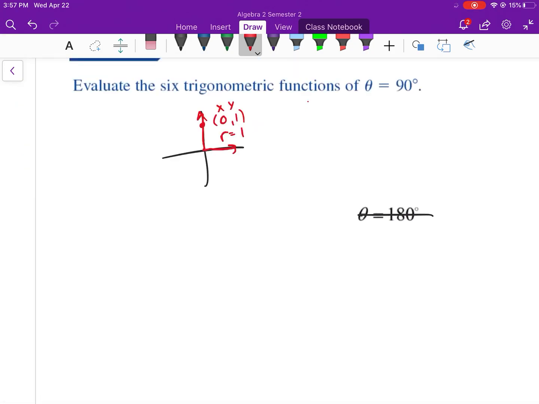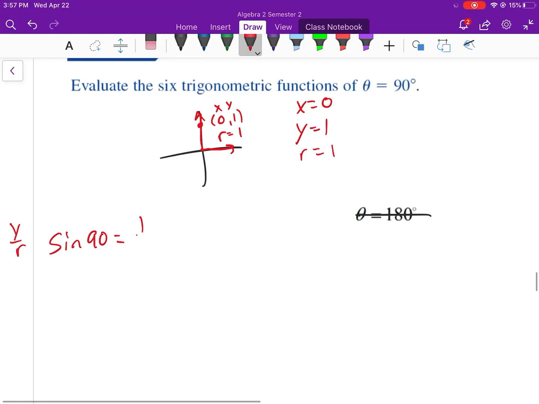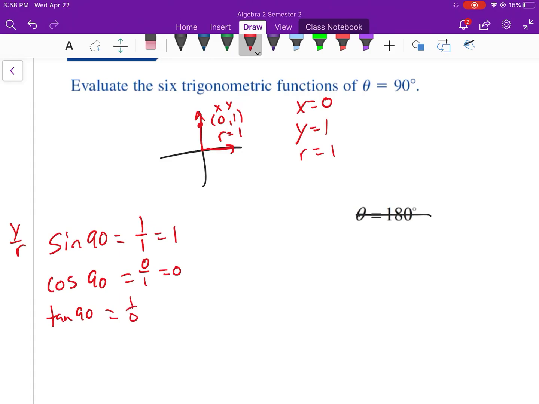So if we evaluated this, because we got x is equal to 0, y is equal to 1, r is equal to 1. So sine of theta, or in this case sine of 90, equals, we'll say y over r. Okay, so y over r is 1 over 1, or just 1. Okay, cosine of 90, which is x over r would be 0 over 1, or just 0. Tangent of 90, we're going to get y over x, so 1 over 0, which is undefined, because we cannot divide by 0.